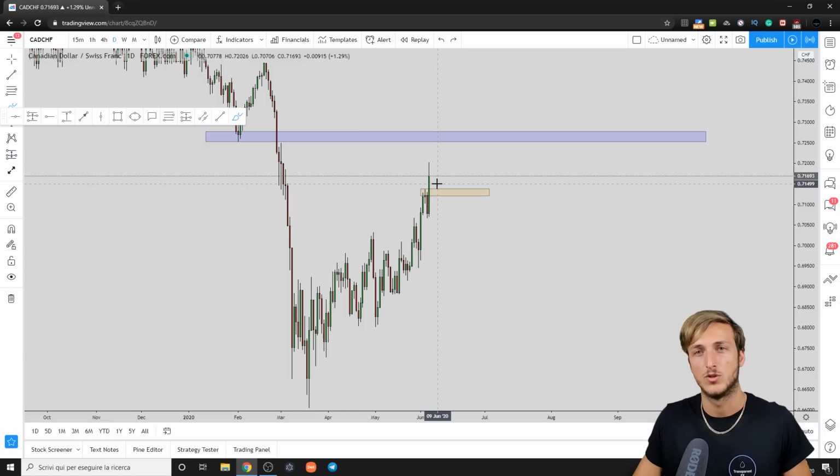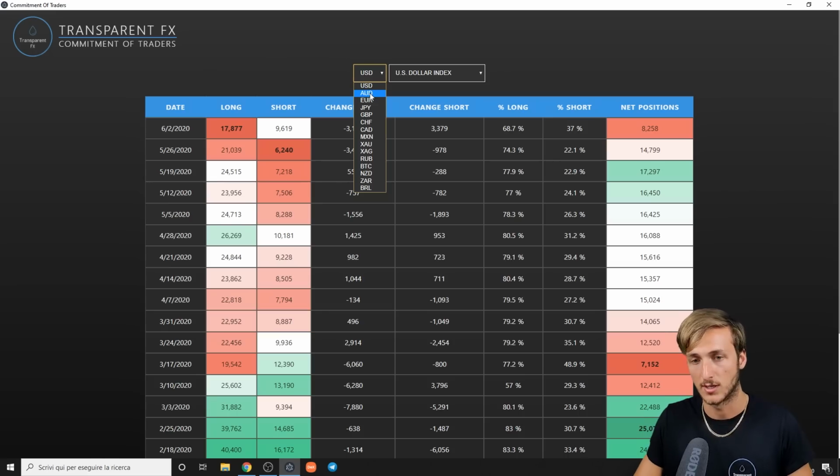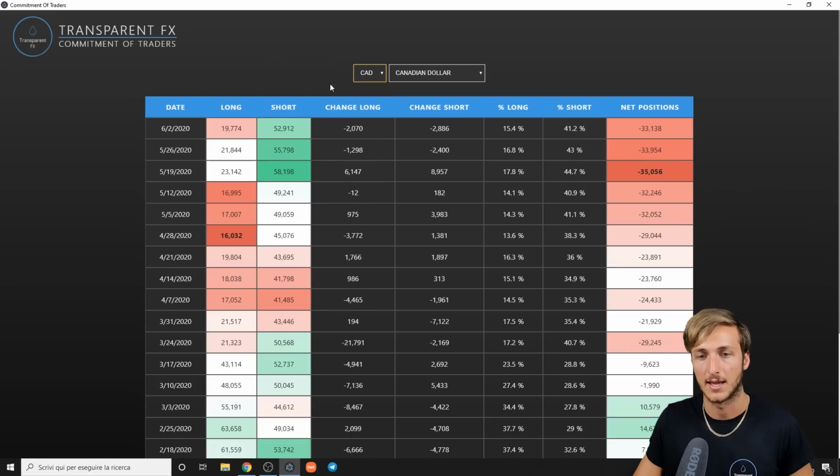So what are we supposed to be doing in this kind of situation? First of all, let's go and take a look at what we have from a COT perspective. So commitment of traders, what hedge funds are doing in the market. Let's get our CAD data, and what we can see is that currently we are sitting at minus 33k net positions, meaning that we have way more shorts than longs in the market from an institutional point of view. So we went from 14k to minus 33k, so from having way more longs than shorts to having way more shorts than longs on the CAD. So we can expect CAD weakness.